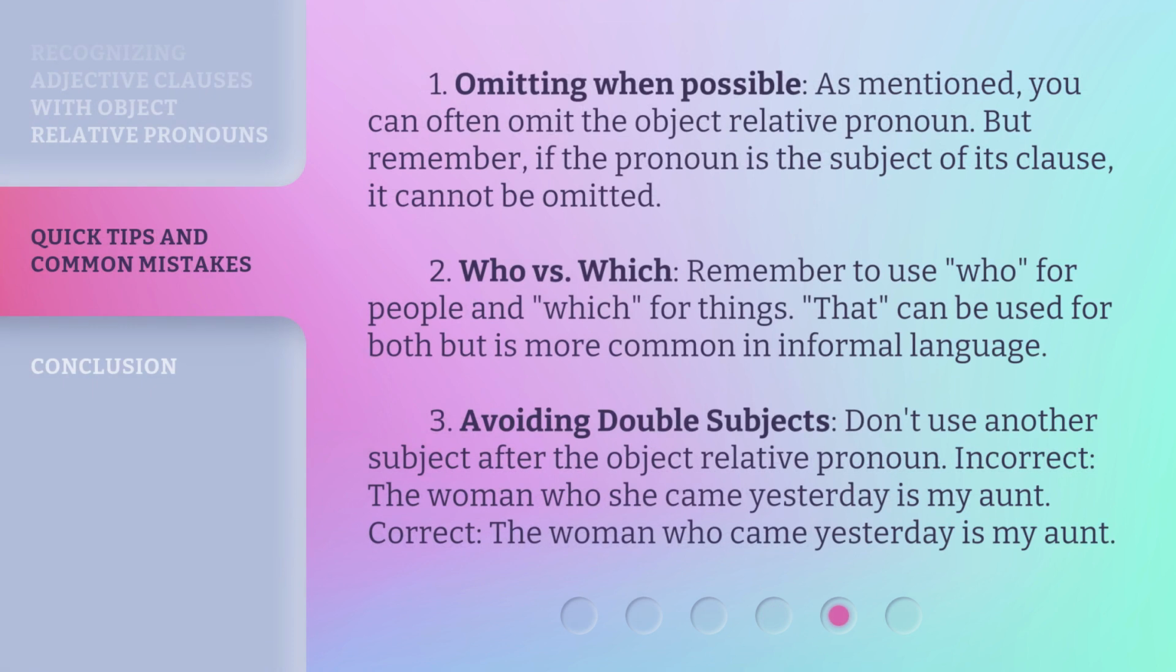1. Omitting when possible. As mentioned, you can often omit the object-relative pronoun. But remember, if the pronoun is the subject of its clause, it cannot be omitted. 2. Who versus which. Remember to use who for people and which for things. That can be used for both but is more common in informal language.